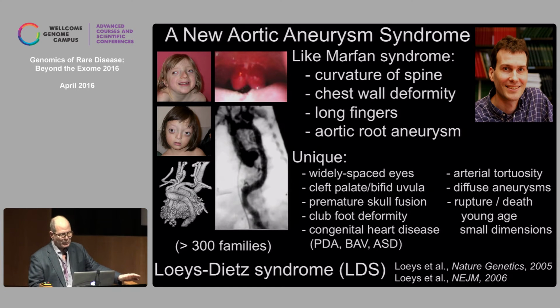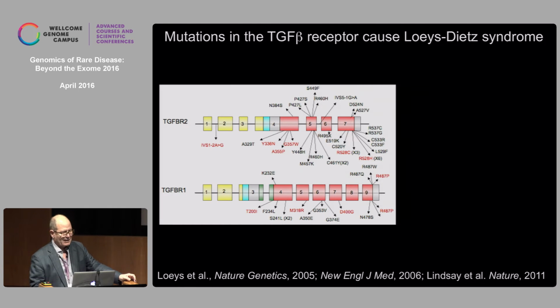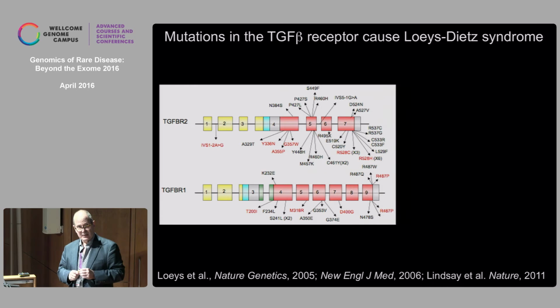Now, based upon what we had learned about Marfan syndrome, we reasoned that this condition might also relate to altered TGF-beta signaling. And in fact, we were able to show that the vast majority of patients with this condition have heterozygous missense mutations in the genes encoding either subunit of the TGF-beta receptor.